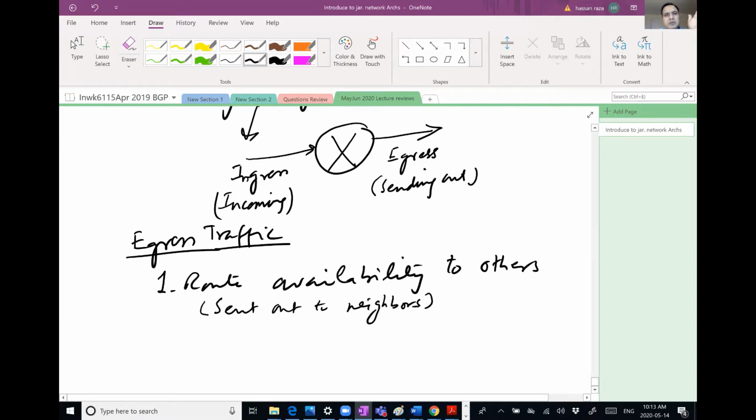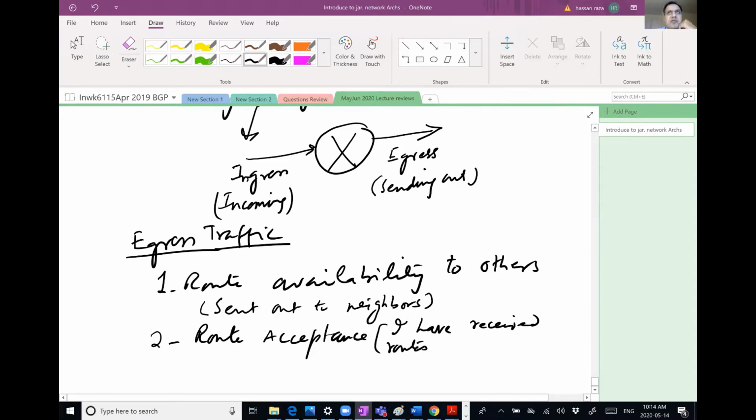LSPs, when we were talking about link state, is also an example of route availability. Okay. Then I also tell others about my route acceptance. Route acceptance means if I have received routes, where I would receive routes from my ingress traffic, which ones I will use or select or reject or accept. That also I tell my neighbors.